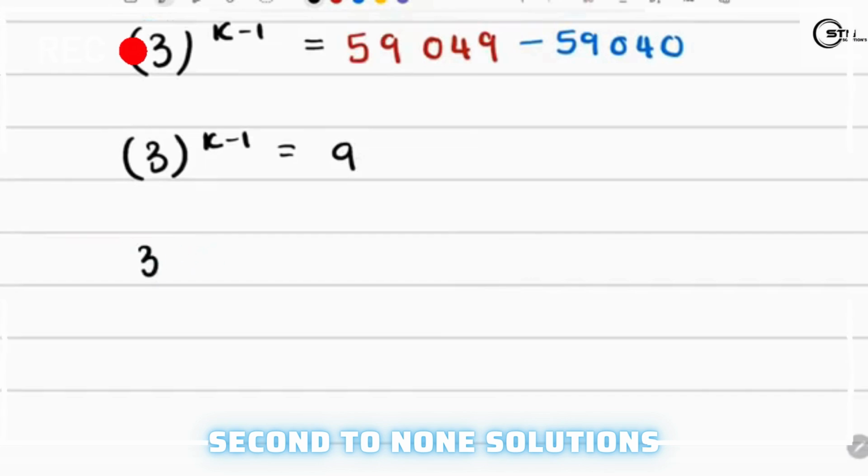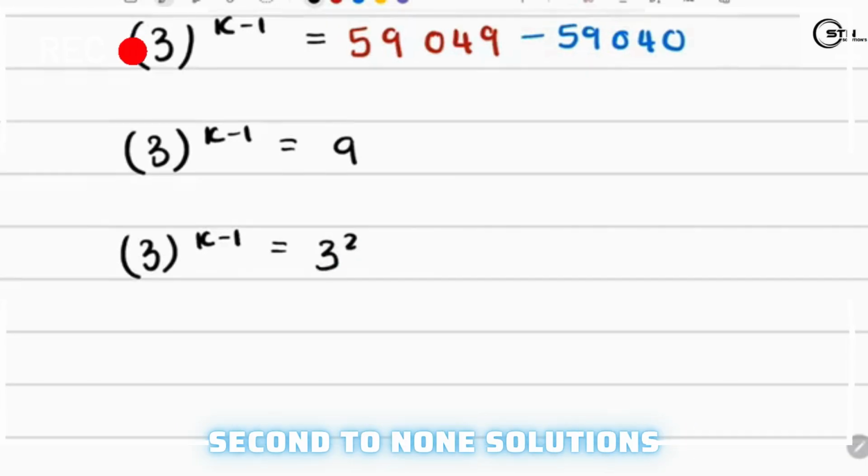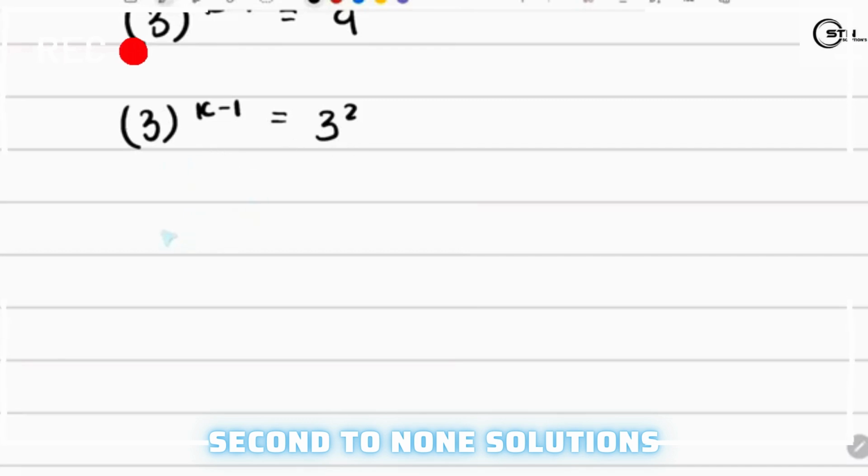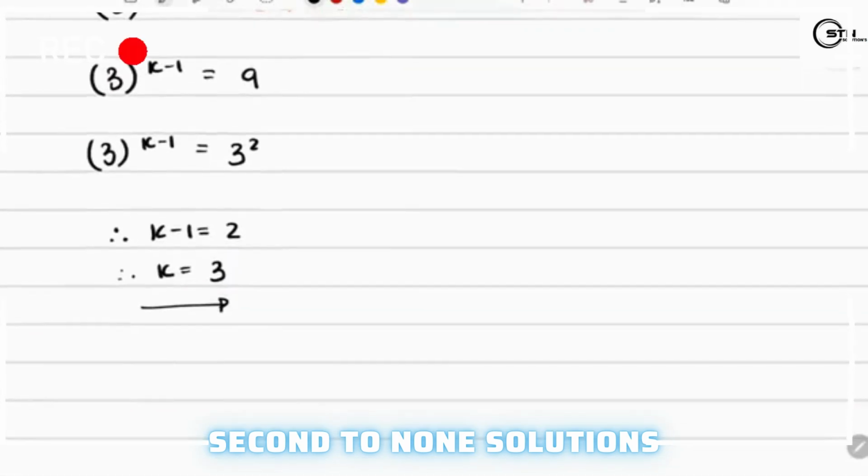And so 3 to the power of k minus 1 is equal to, make the bases the same since it's an exponential equation. It's 3 to the power of 2 is 9. And now that the bases are the same, we can therefore say that k minus 1 is equal to 2. And therefore, k is equal to, take that negative 1 over, k is equal to 3. And that is our answer for k.